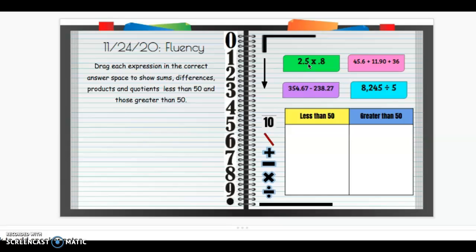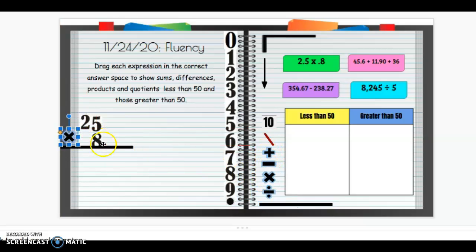2.5 times 0.8. So when we're multiplying or finding the product, we need to first take out our decimal points. So I'm going to start with 2, 5, then I'm going to put my 8 underneath the 5. But without a decimal point, it's in the ones place. And then I'm going to draw my line.